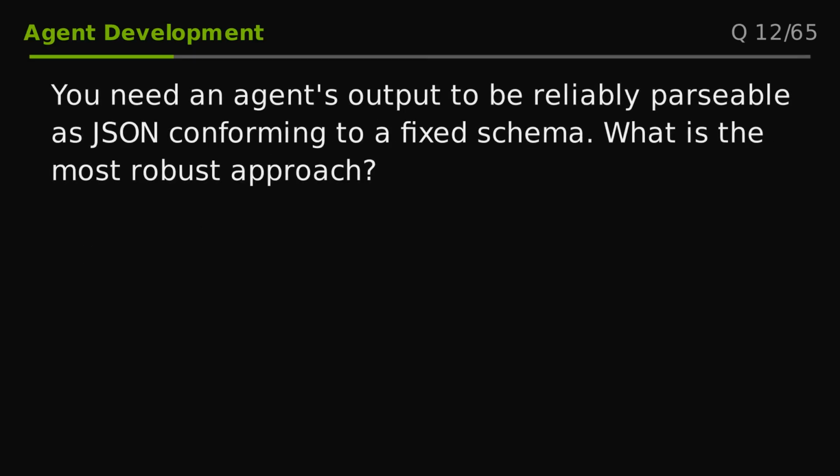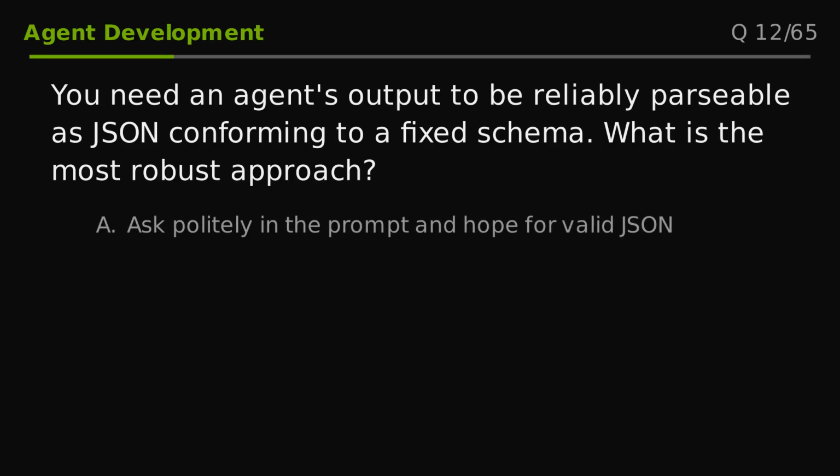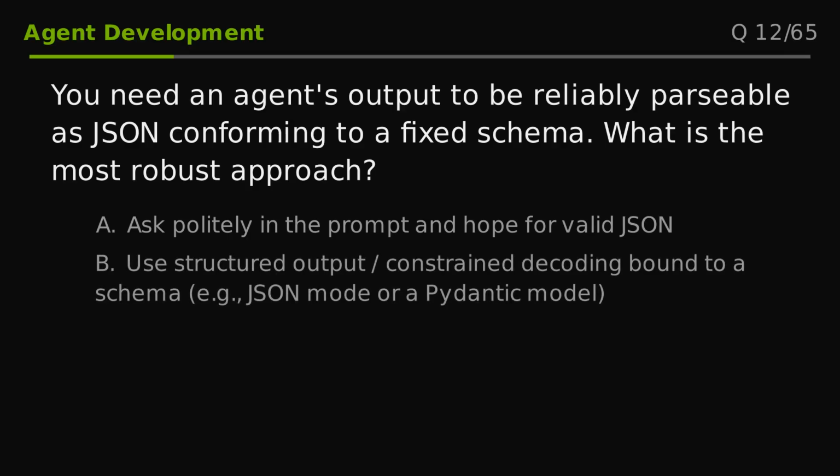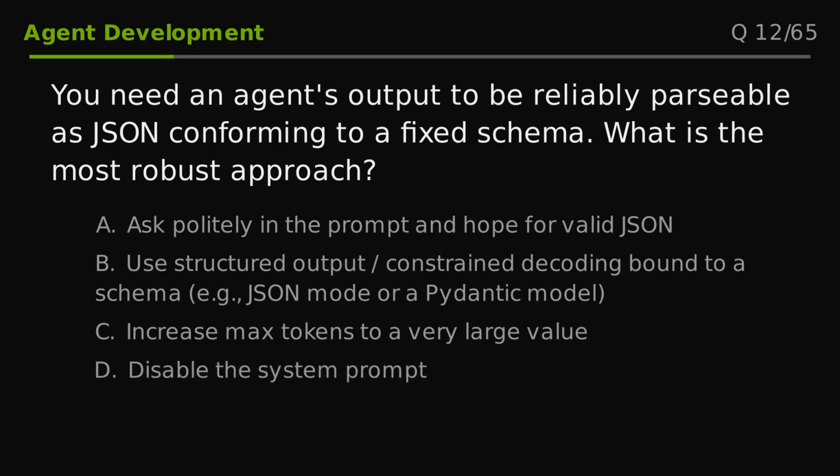Question 12. You need an agent's output to be reliably parsable as conforming to a fixed schema. What is the most robust approach? Action: ask politely in the prompt and hope for valid output. Action: structured output via constrained decoding bound to a schema, for example a JSON mode or a Pydantic model. Action: increase max tokens to a very large value. Action: disable the system prompt.